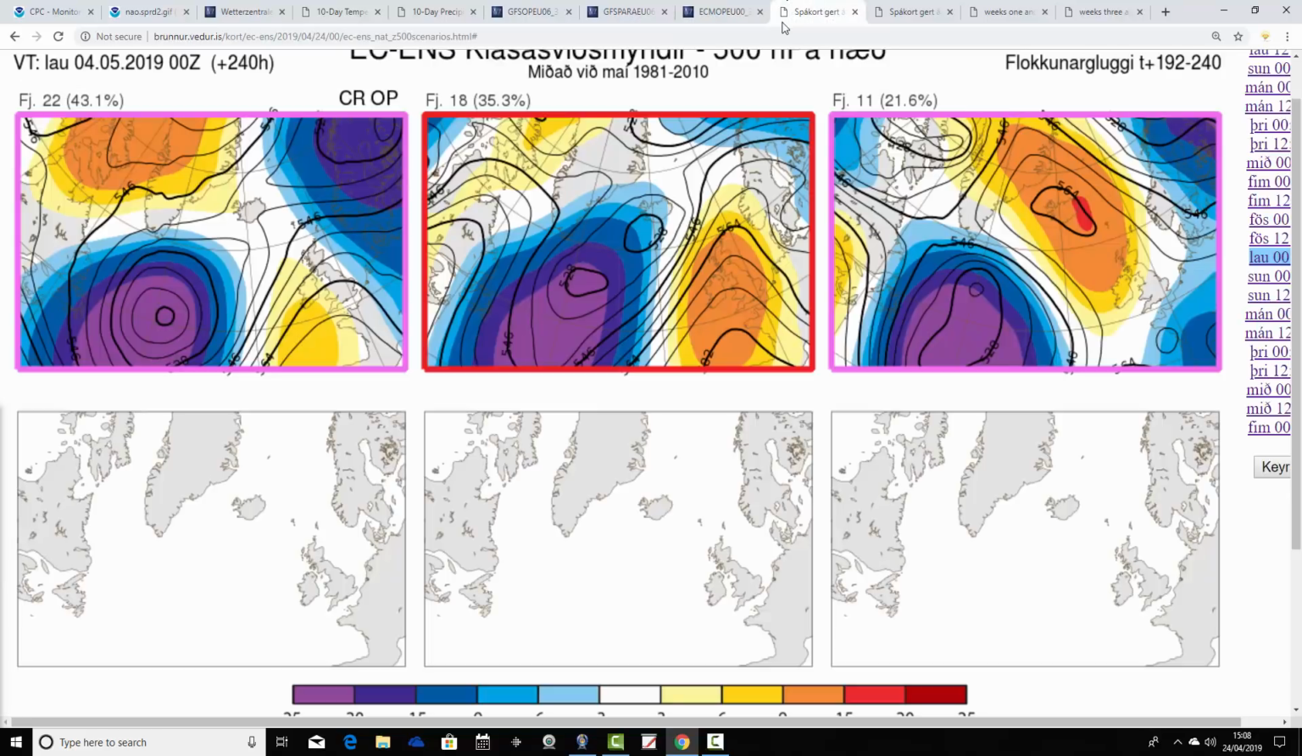Let's have a look at the options that are on the table within the ECM ensembles today by the Icelandic Met Office. These are the options that we've got for day 10, which is the 4th of May.